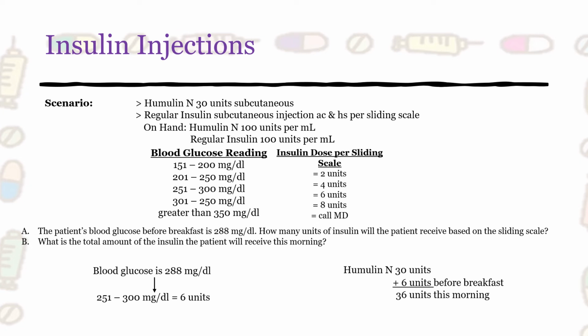Question B asks, what is the total amount of insulin the patient will receive this morning? For this question, we will be adding the 30 units of Humulin N plus the 6 units given to the patient before breakfast, which equals 36 units in total for the morning.